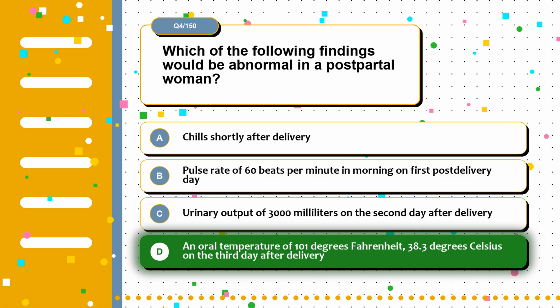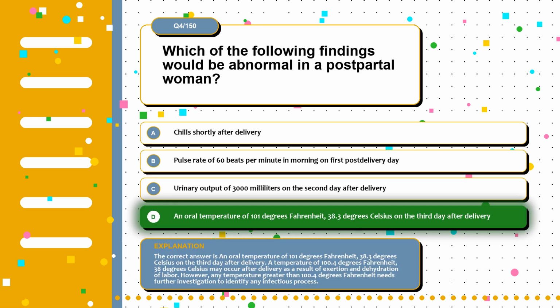The correct answer is option D. An oral temperature of 101 degrees Fahrenheit, 38.3 degrees Celsius on the third day after delivery. A temperature of 100.4 degrees Fahrenheit, 38 degrees Celsius may occur after delivery as a result of exertion and dehydration of labor. However, any temperature greater than 100.4 degrees Fahrenheit needs further investigation to identify any infectious process.